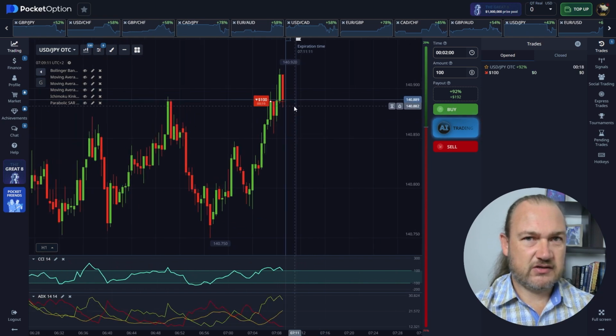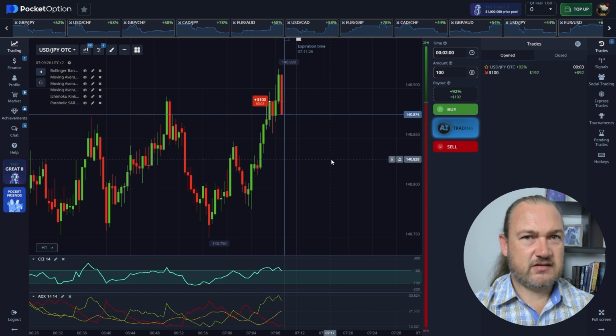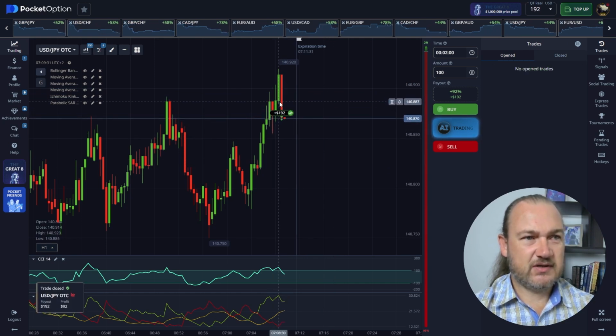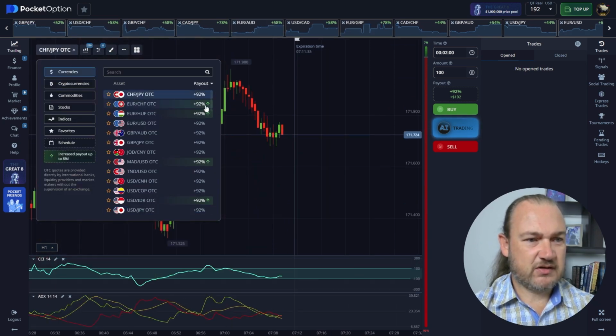There we go, it's coming down again. 18 seconds left on this. Let's see what happens. There's the red. Just in time for our entry to close, and it was good. Let's see if we can pick up something else.